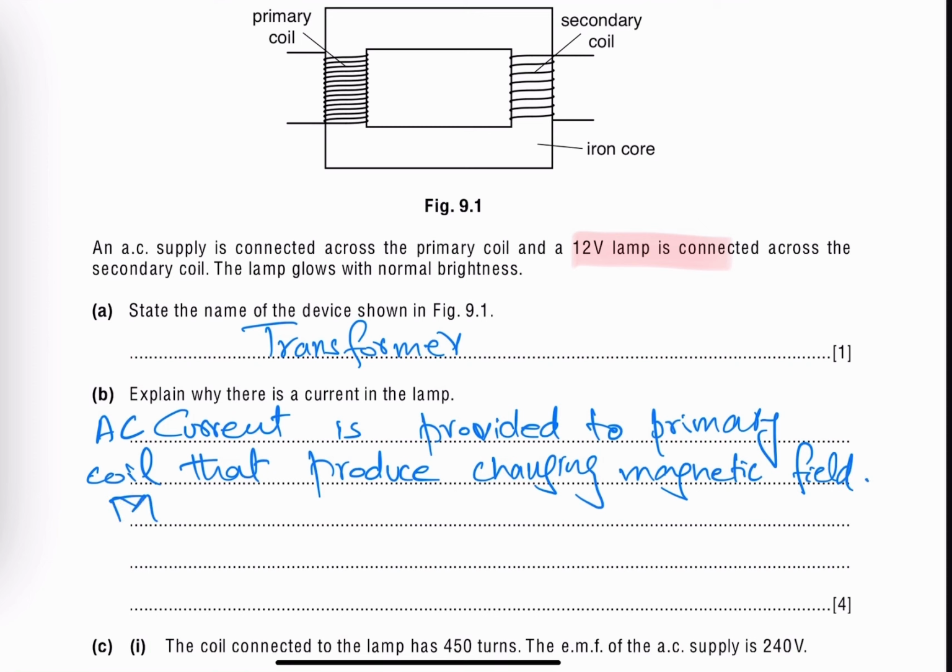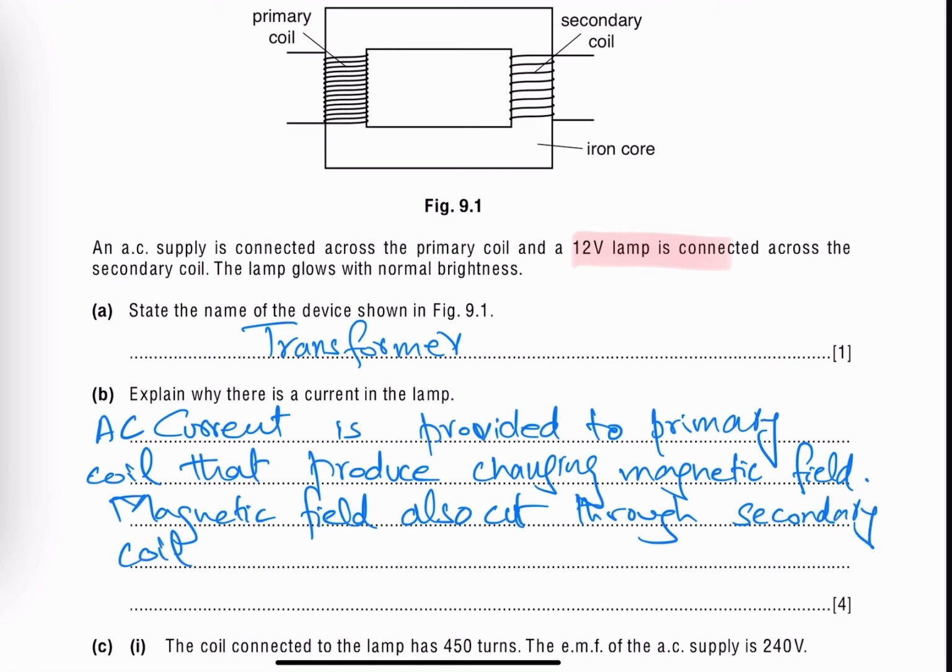Magnetic field lines also cut through the secondary coil and induce EMF. Okay, so that is the explanation.